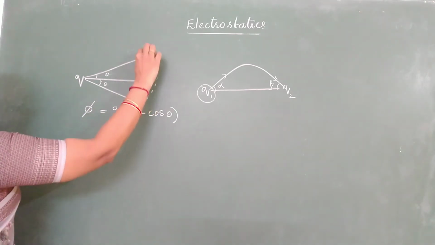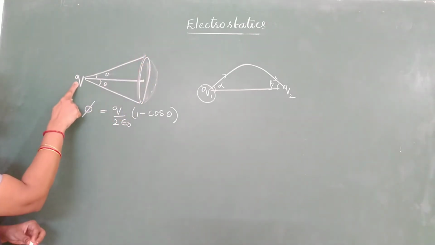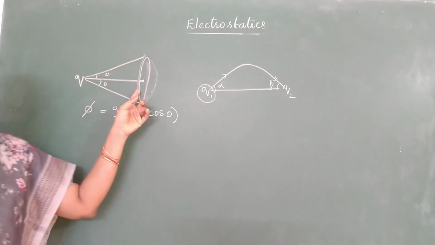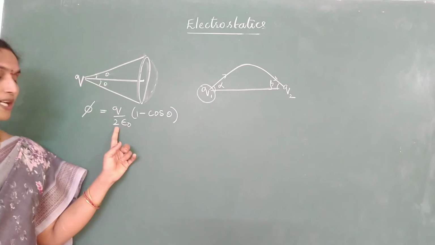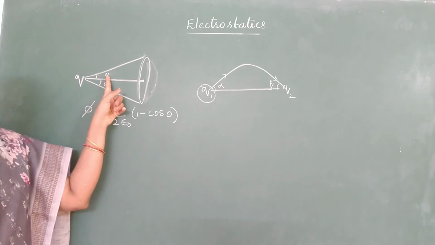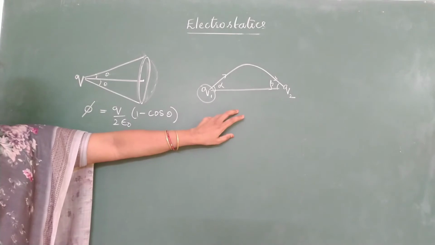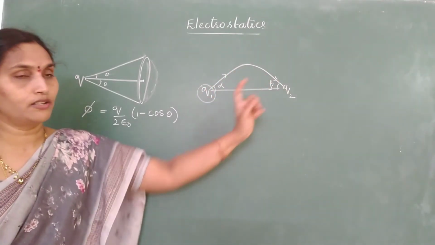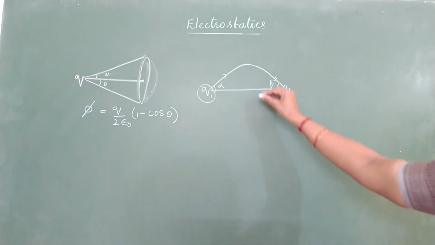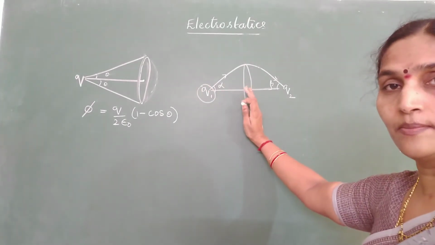If this is a disk or a cap-like structure, a part of a sphere, and you have a charge Q at some distance x, then flux passing through the disk or cap is Q by 2 epsilon naught into 1 minus cos theta, where this angle I am taking as equal to theta. Now I will make use of this condition even for this particular question. Since field lines are leaving from Q1 and reaching Q2, consider one surface, a disc-like structure here. Let this be the disc at some distance in between them.